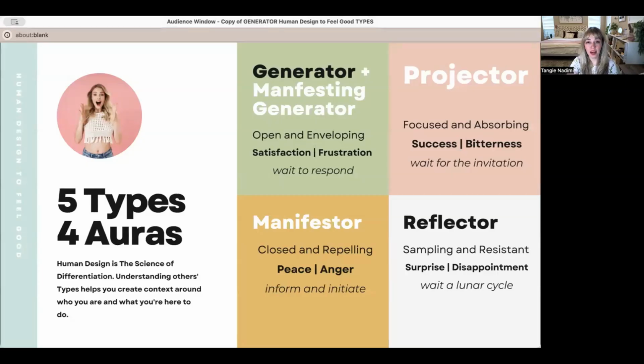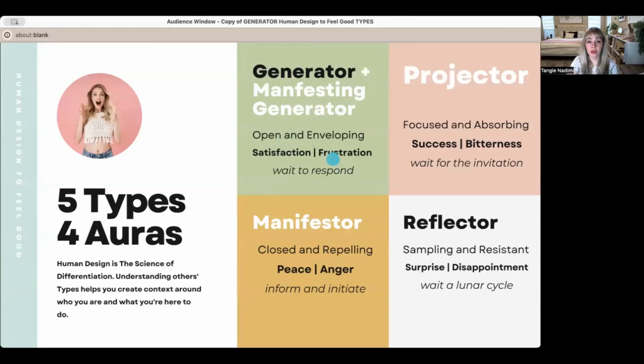A lot of times people will ask me, why do generators and manifesting generators get lumped together? They're very different types, because they both have that same aura shape of open and enveloping. They are pulling opportunities, environments, and people in their direction so that they can check in with their gut in order to respond. So it is that sacral center, which both have defined and no other type has defined, that gives them the information that they need in order to move in the direction of satisfaction.